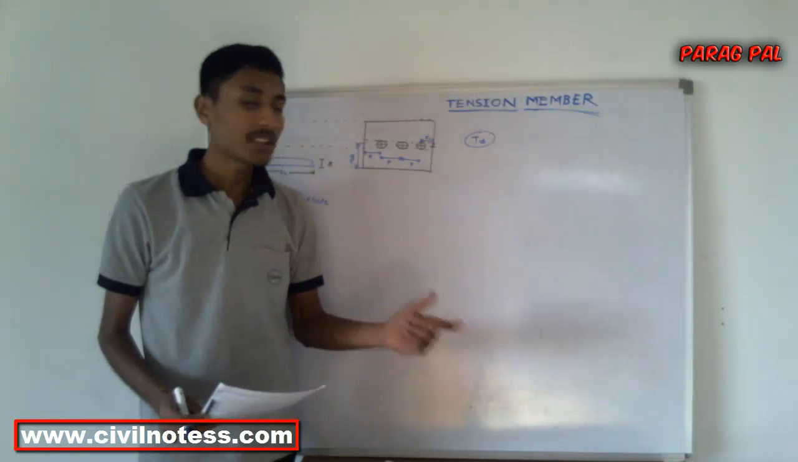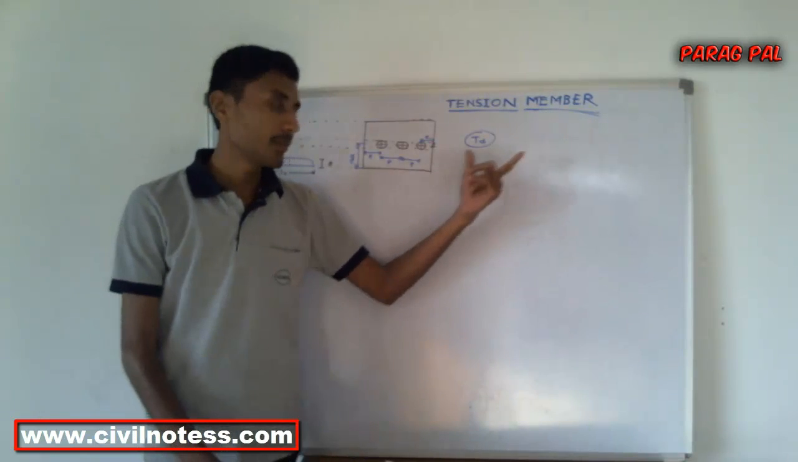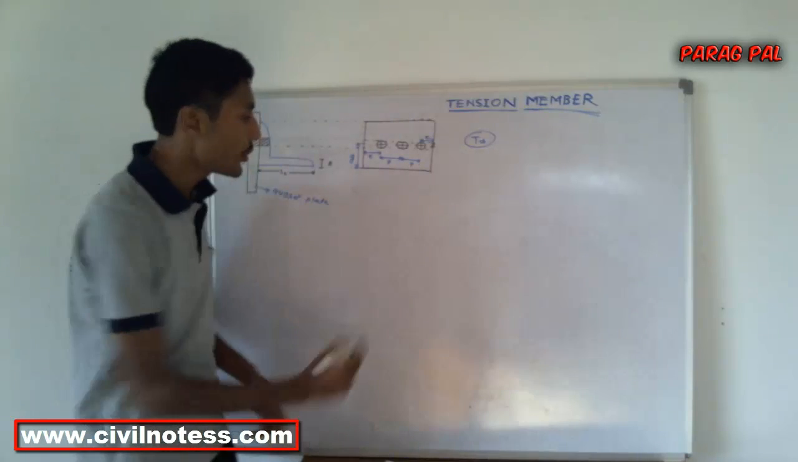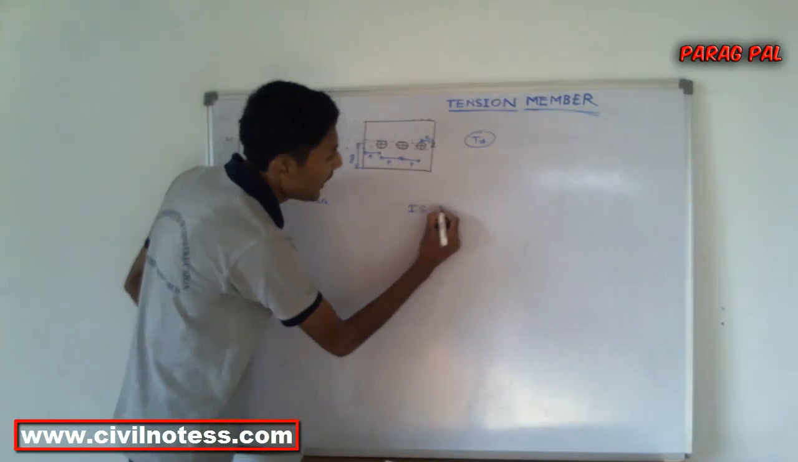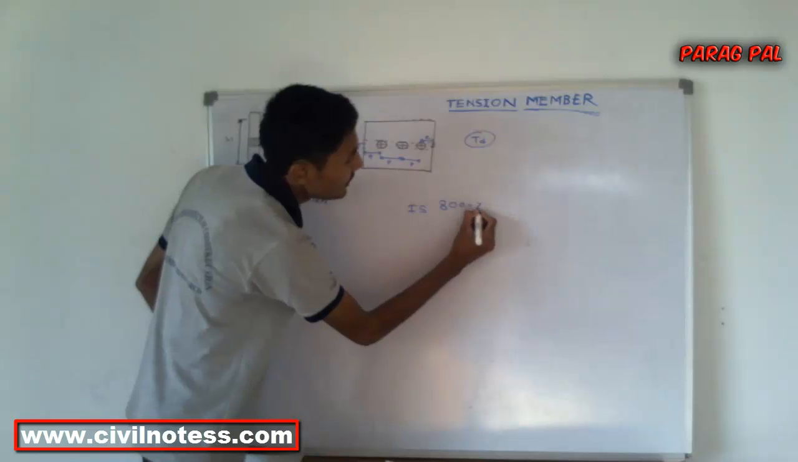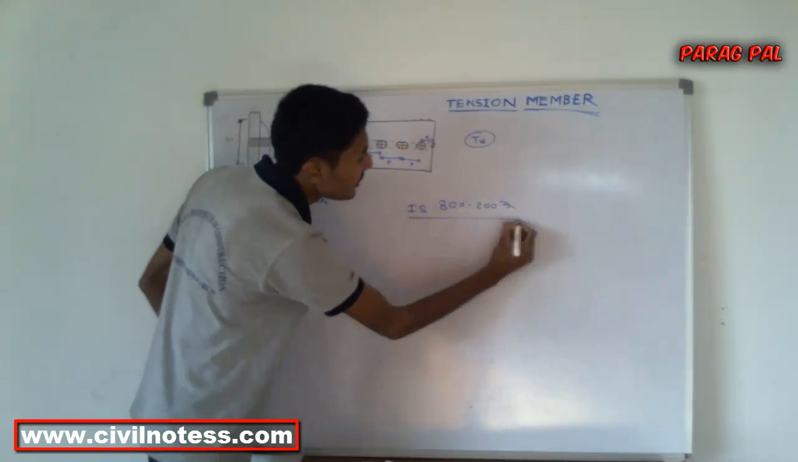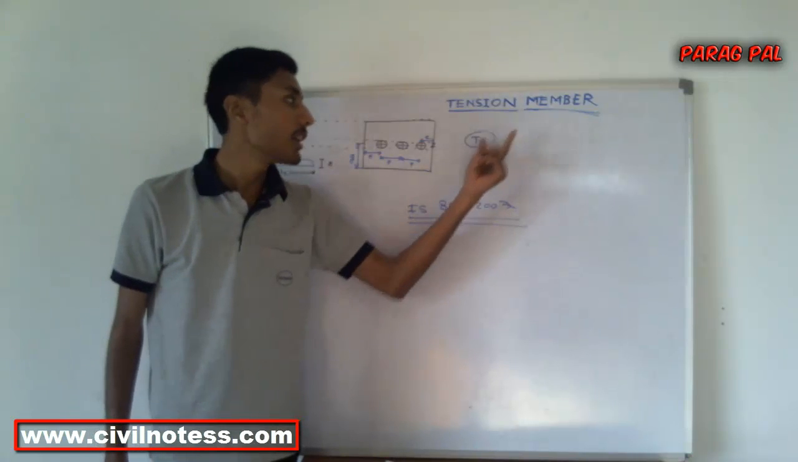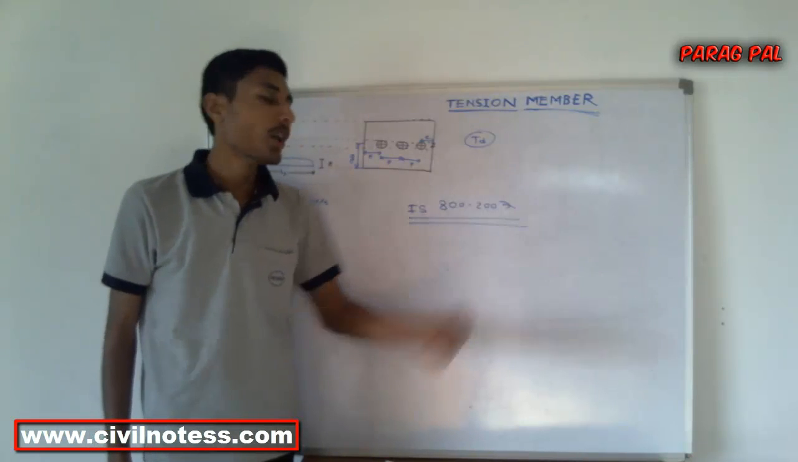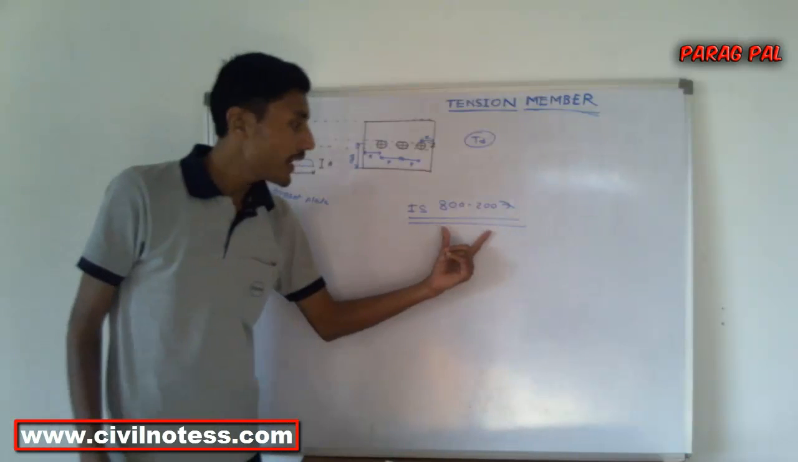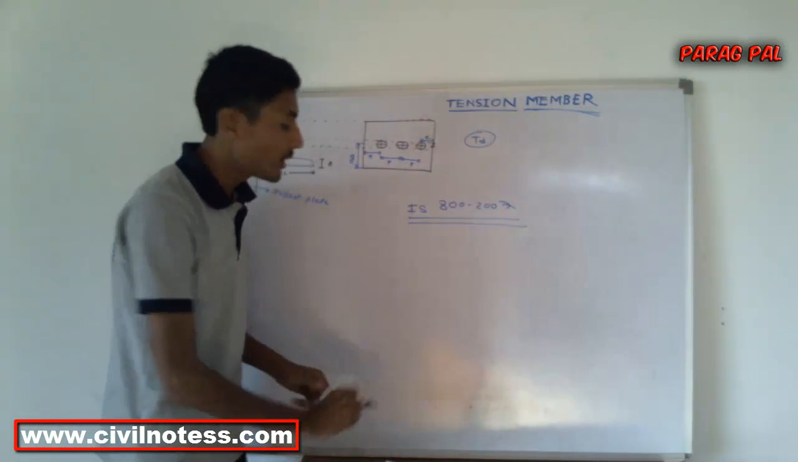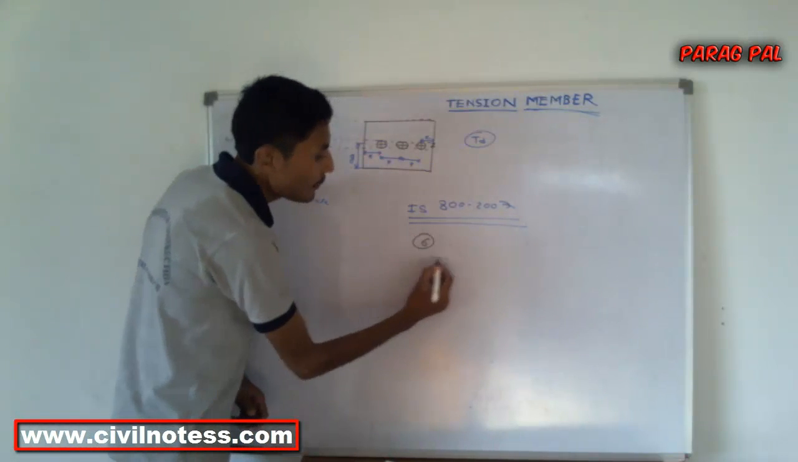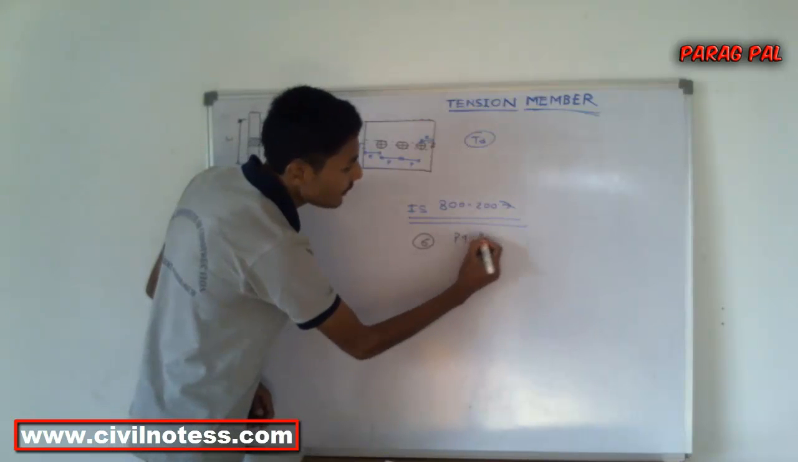Basically, for this tension member I am going to use IS code 800 2007. This is the IS code which I am going to use for the determination of the design tensile load. According to IS code 800 2007, clause number 6, at page number 32.